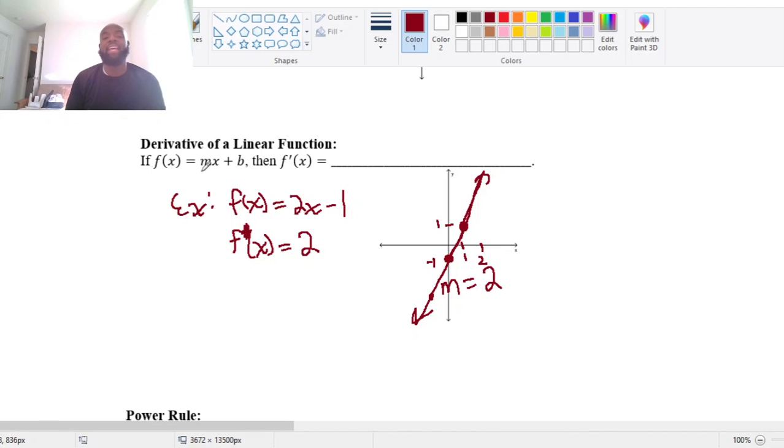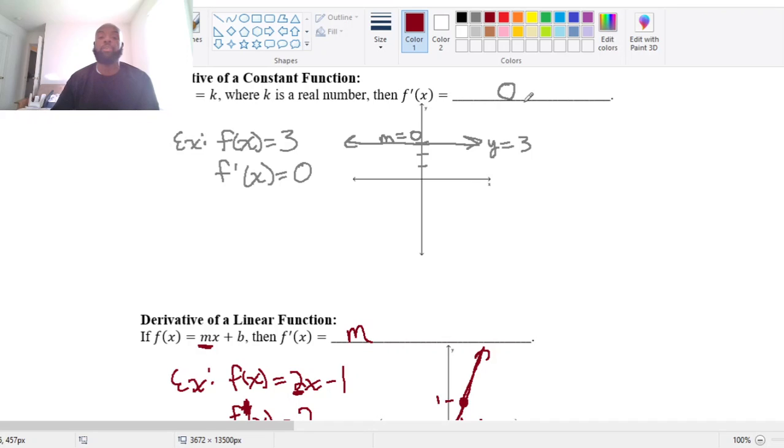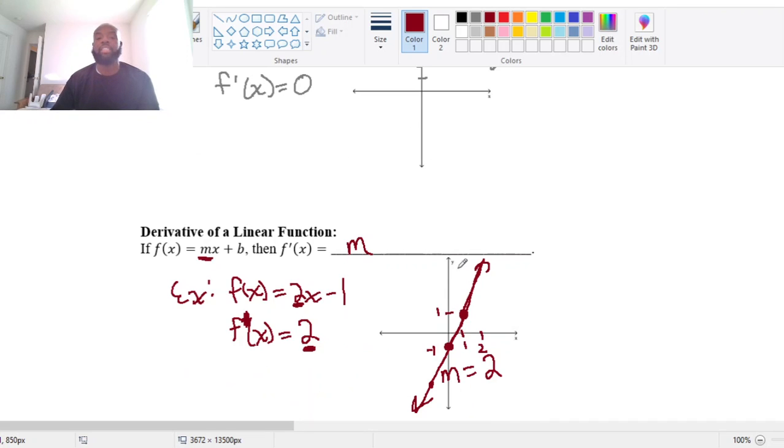And now, if I had any other line, the slope is always given by m. And since my derivative is the slope of your tangent line, which is going to be the slope of your line, then the derivative of every single linear function is its slope m. So that's a formula. So now we have the derivative of a constant function is 0. The derivative of a linear function is m.